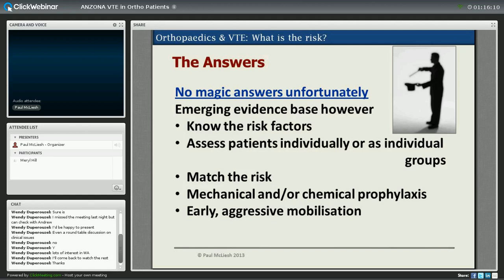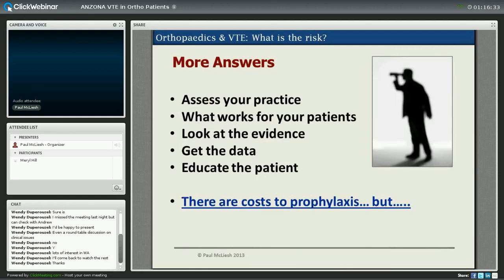So what we want to do then is match the risk. Once we've assessed each patient, we want to match what their risk is. We want to use a multimodal approach to prophylaxis, so using mechanical and or chemical, where fits in with each individual patient, and then making sure, obviously, that we're doing early and aggressive mobilisation as well.